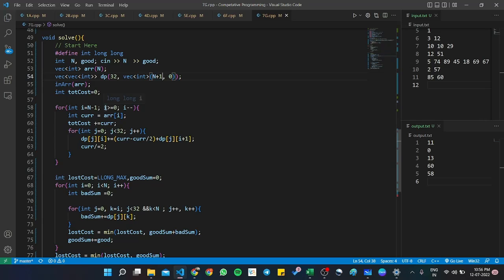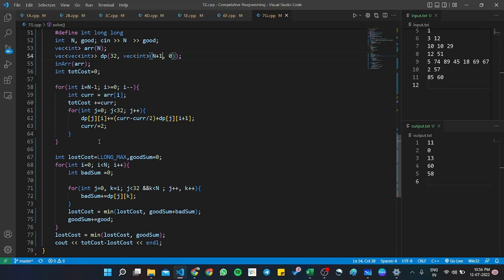I iterate from the end of the array, because I want to find the postfix DP. So I calculate from the last. If I choose this as a bad key, I find the last and add it with the previous state. This will become the new state, and I reduce my current chest coins by 2. I repeat this process for all chests, and also find the total coins present in the chest.